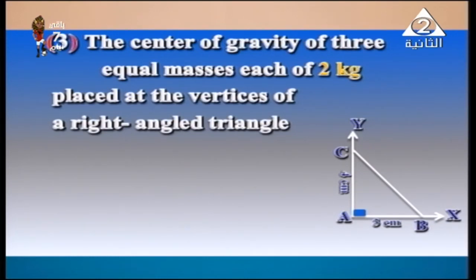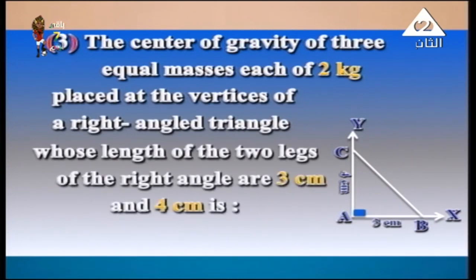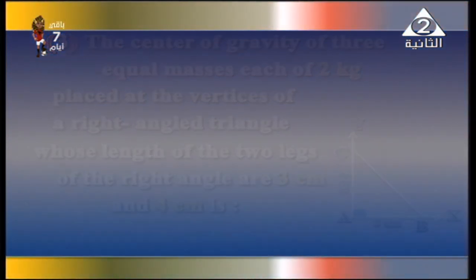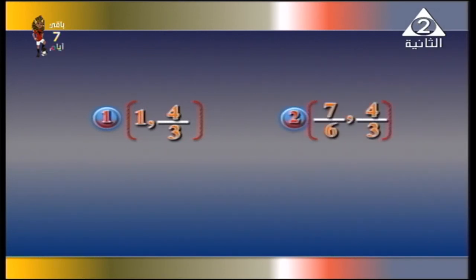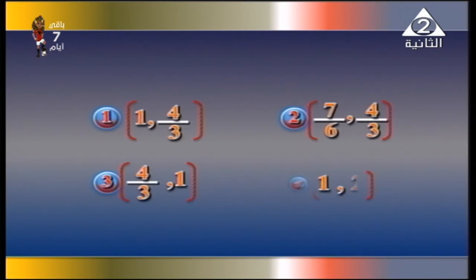Choose the correct answer. 1: (1, 4 over 3), its coordinate. 2: (7 over 6, 4 over 3). 3: (4 over 3, 1). 4: (1, 1 over 2).